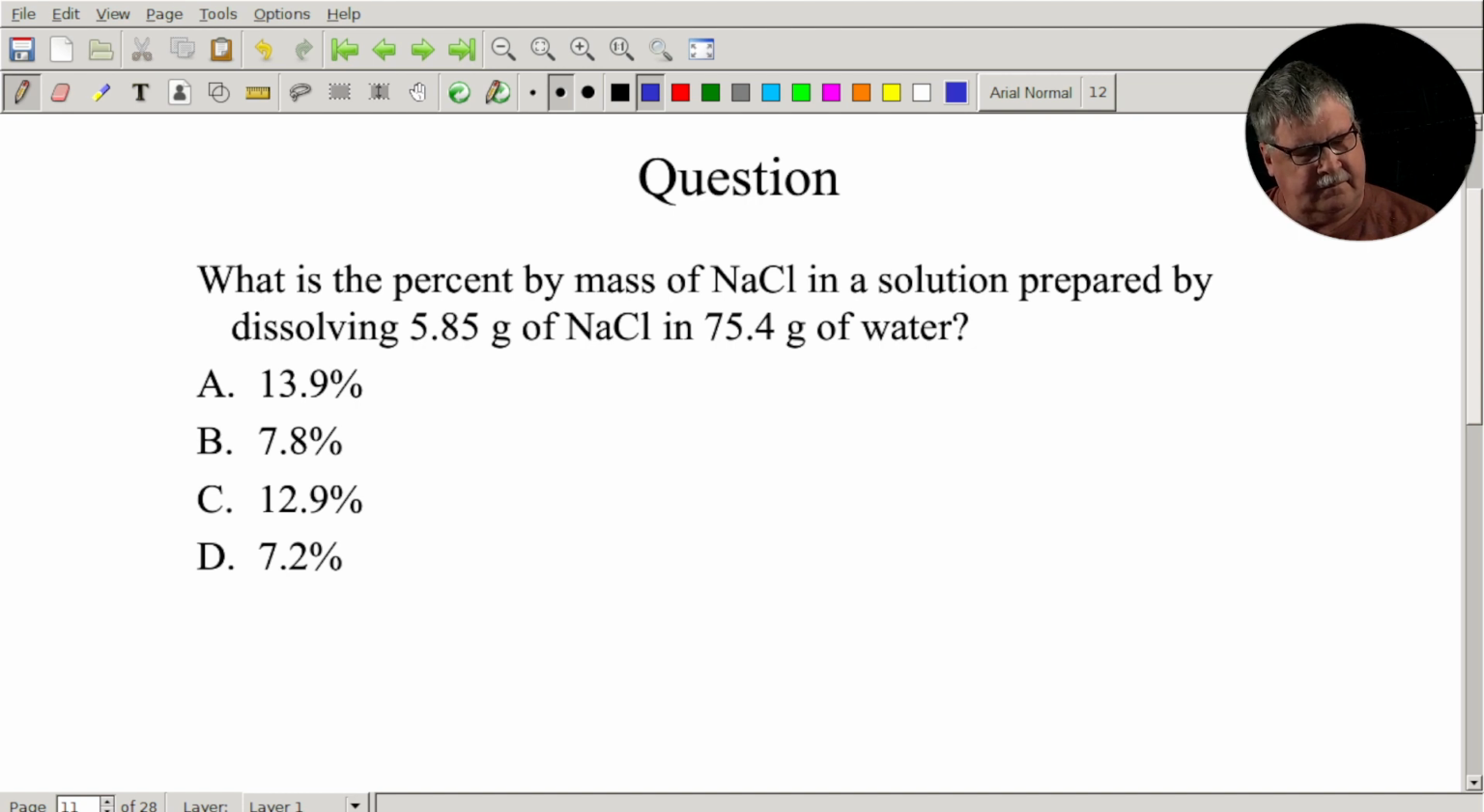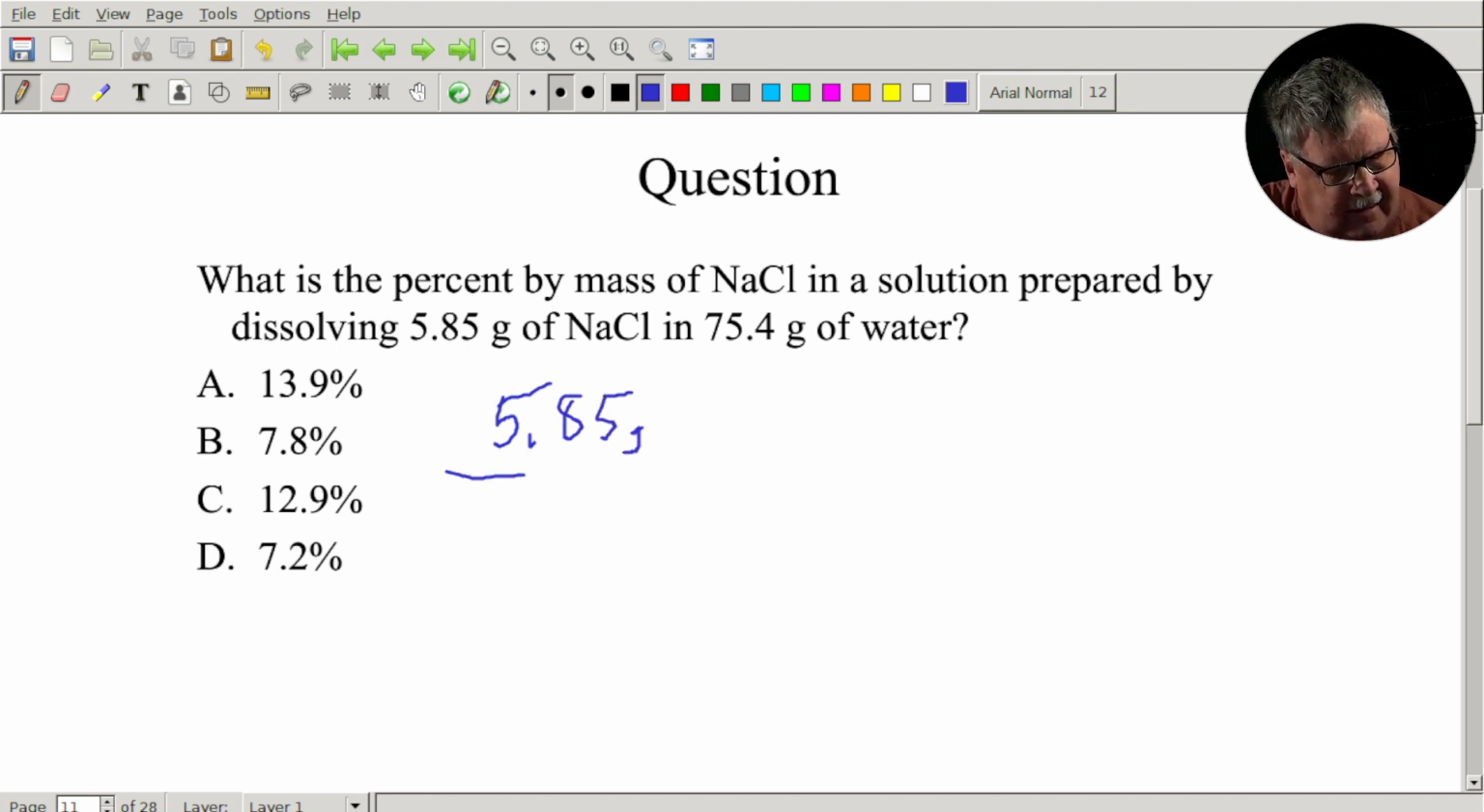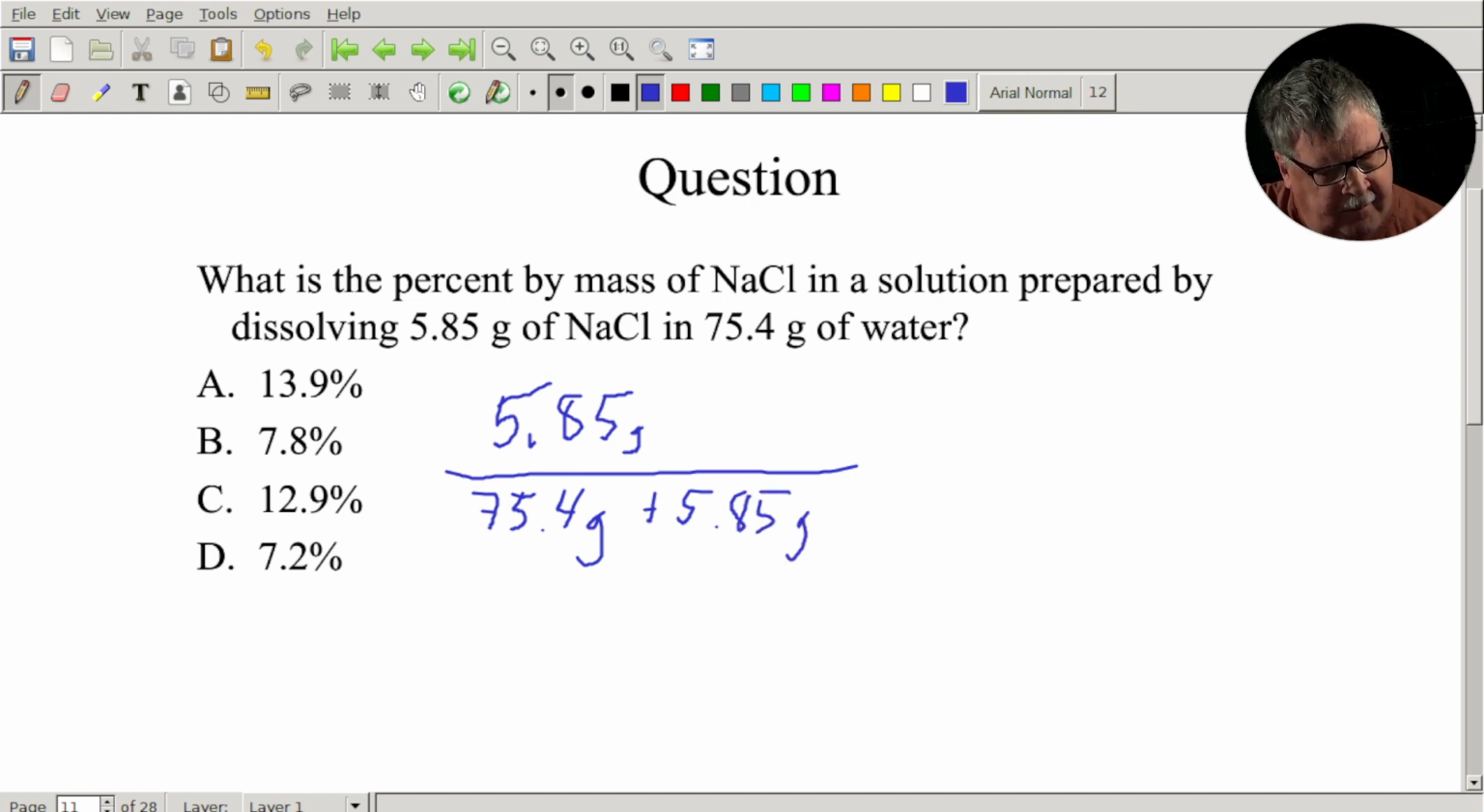Would you divide the 5.85 by the sum of 75.4? But isn't it mass of the part divided by mass of the whole? So yeah, add those two? Exactly. So what you would do is you'd take the 5.85 grams, the mass of the solute, and then divide that by the sum of the two. So it would be 75.4, that's the mass of the solvent, plus the mass of the solute. And then you'd multiply that by 100.